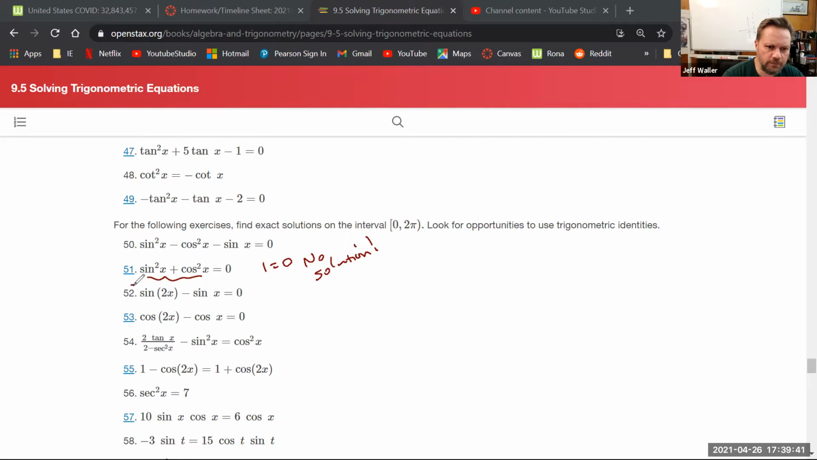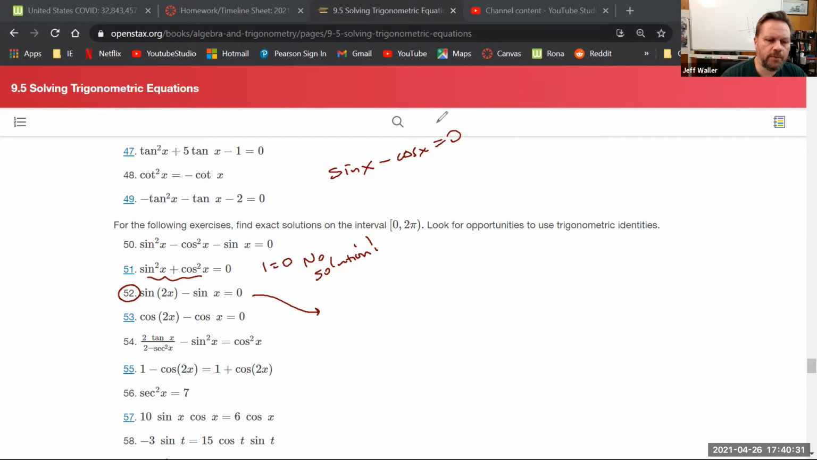How would you do 52? What's the biggest problem with number 52? Can somebody identify the issue? It's pretty much in your face there. You use an identity. Why? Because you can't subtract sine of 2x minus sine of x. You can't subtract sine x minus cosine x either, but I wouldn't have to use an identity on that equation.